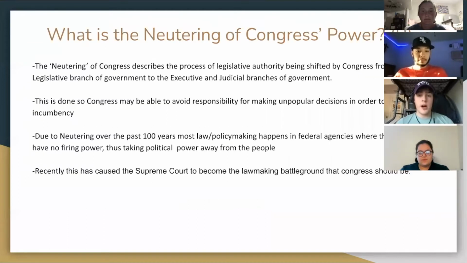What is the neutering of Congress's power? The neutering of Congress describes the legislative authority being shifted by Congress from the legislative branch of government to the executive and judicial branches of government.